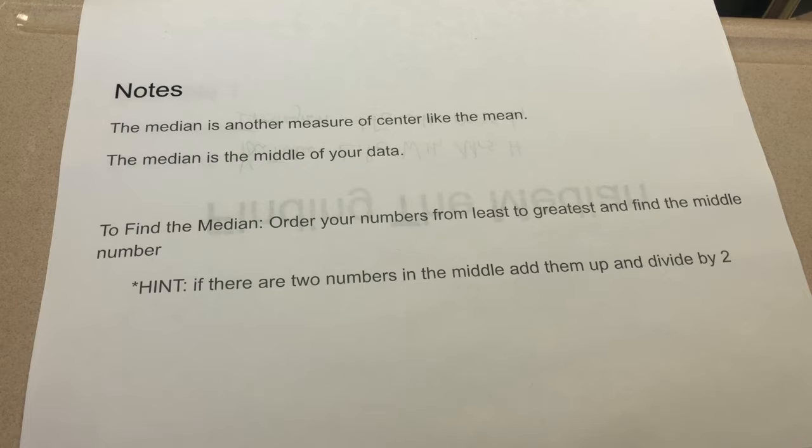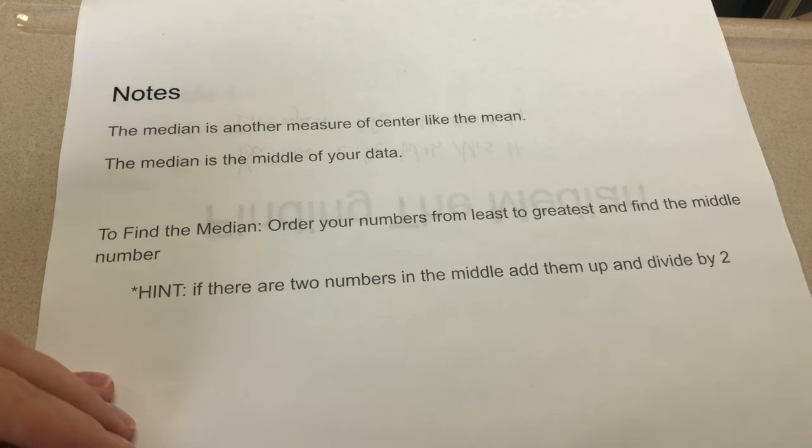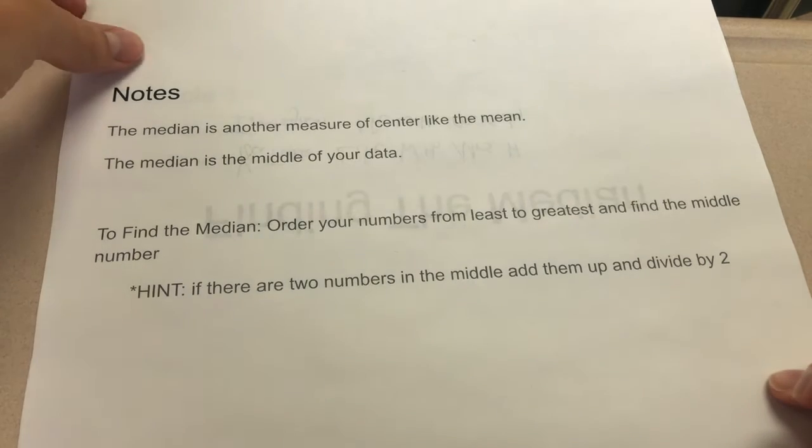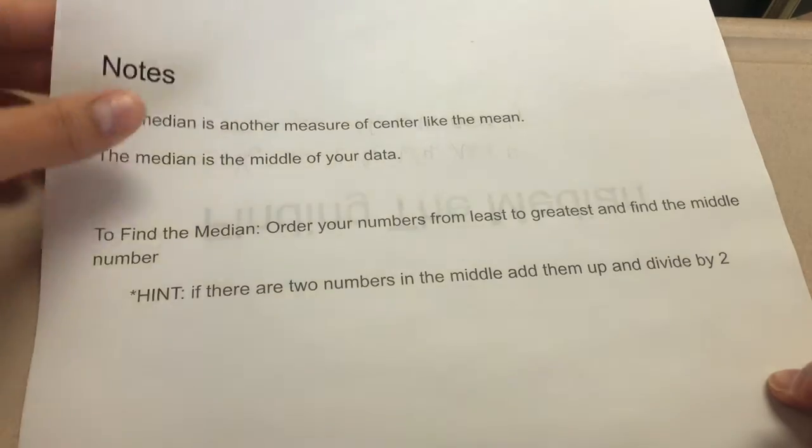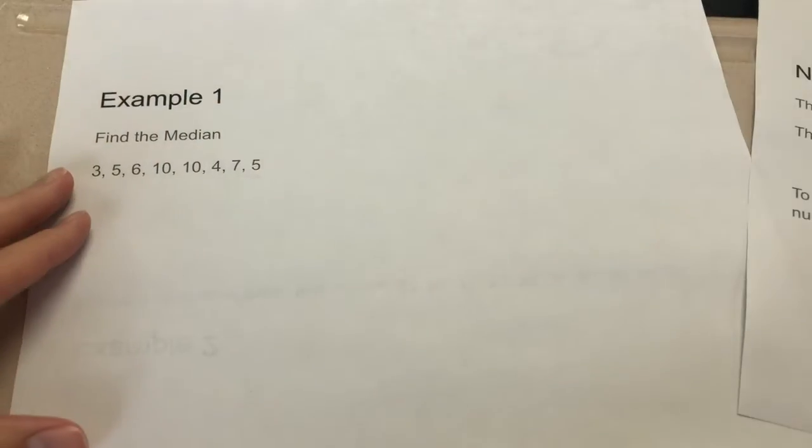So just a little hint, sometimes there will be an even amount of data points, so then you'll have two numbers in the middle, and if that happens, then you'll need to add them together. So add those two numbers, and then you're going to divide by 2. So you're finding the mean of the data. So let's look at some examples.